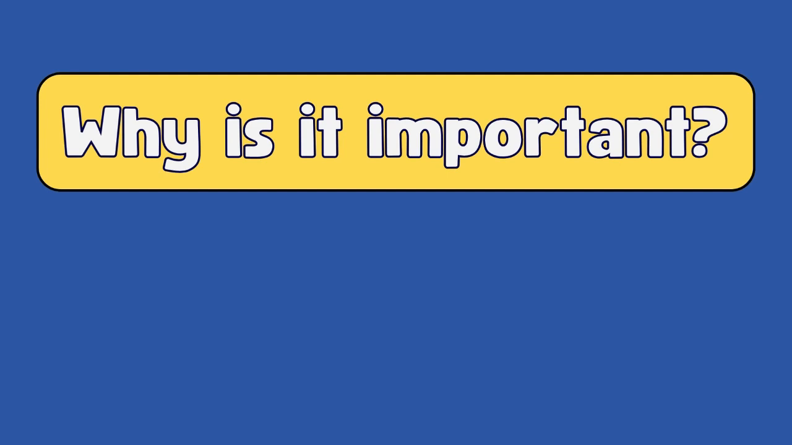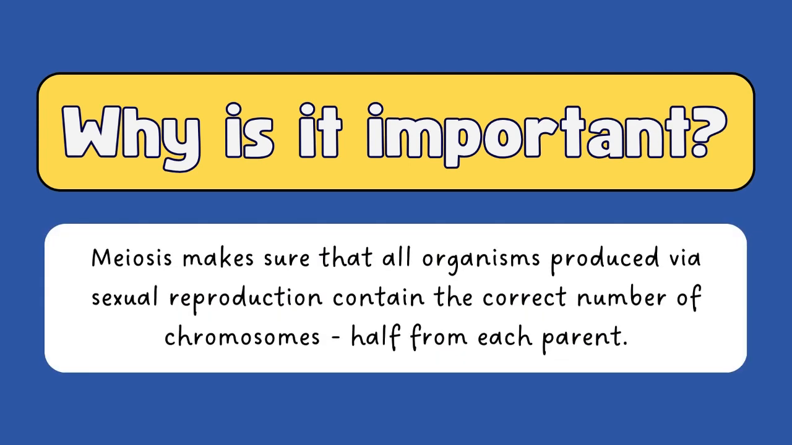One important aspect we should know right now after learning about meiosis is its significance to our life. So meiosis makes sure that all organisms produced via sexual reproduction, which includes us humans, contain the correct number of chromosomes from each parent. This explains why our genetic traits are different from our parents.